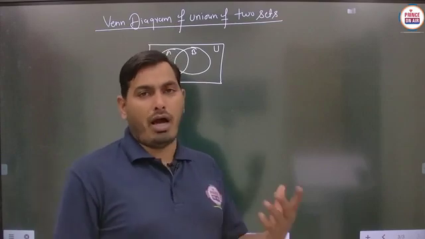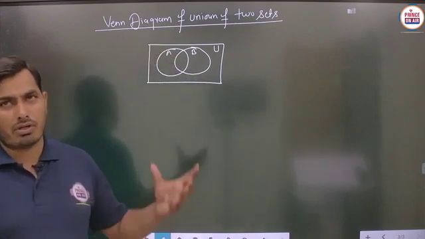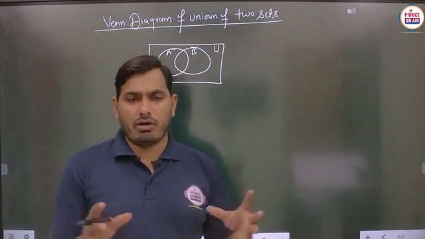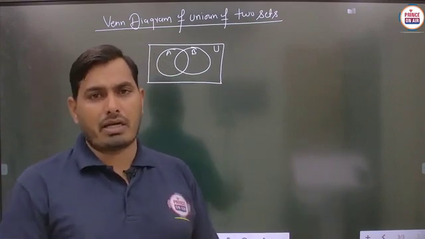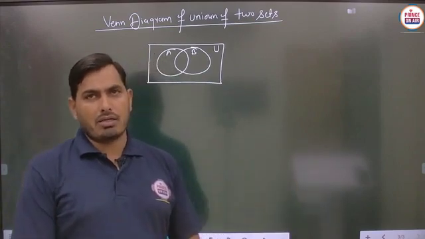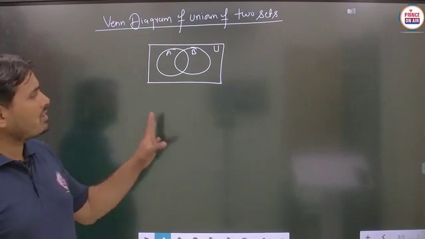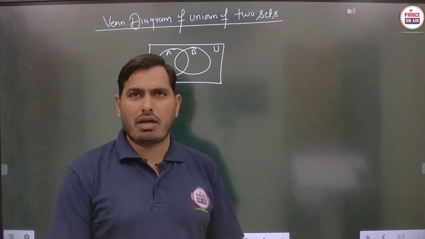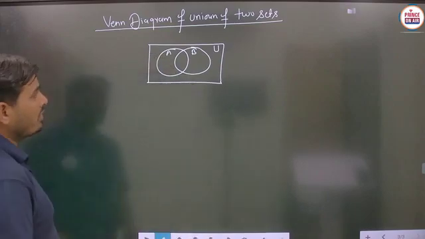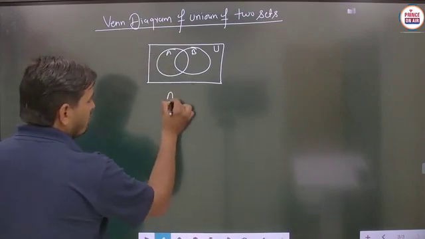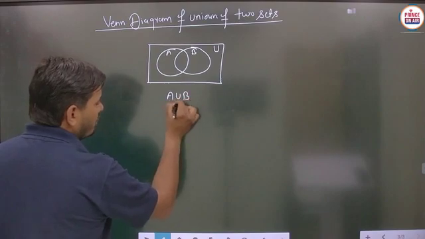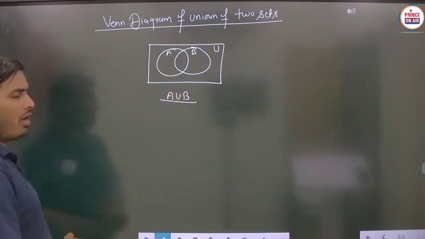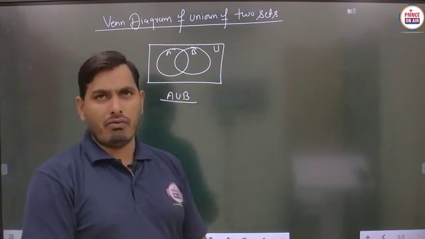Otherwise, on behalf of the elements, we have to check whether the given circles are of intersecting nature or not. But in this case, no two sets are given, so we make a general diagram like this. Then, student, suppose we want to represent the union of two sets here, then what will we do?